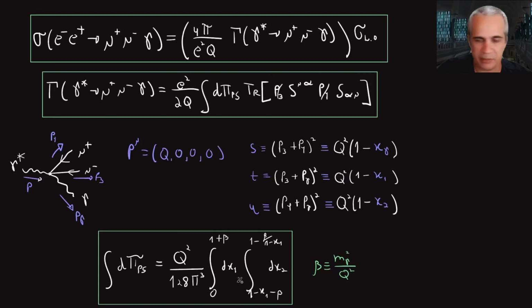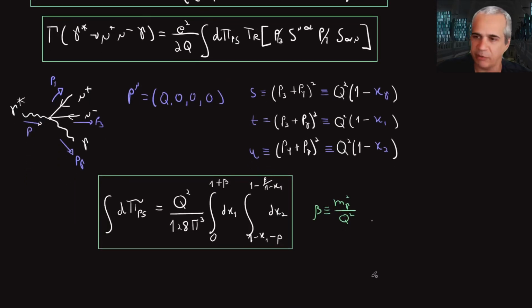You can write the phase space just in terms of x1 and x2, right? Beta here is just the ratio between my infrared regulator and Q square. So in the limit that beta goes to 0 is where I have my infrared divergence. And you can show that in that reference frame, and that's pretty useful, right? X1, which is defined as, let's just invert this relation, right?